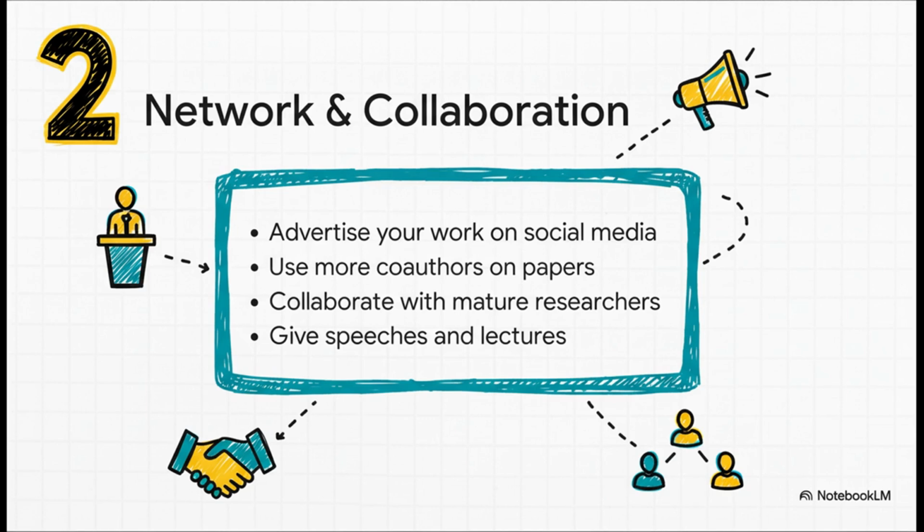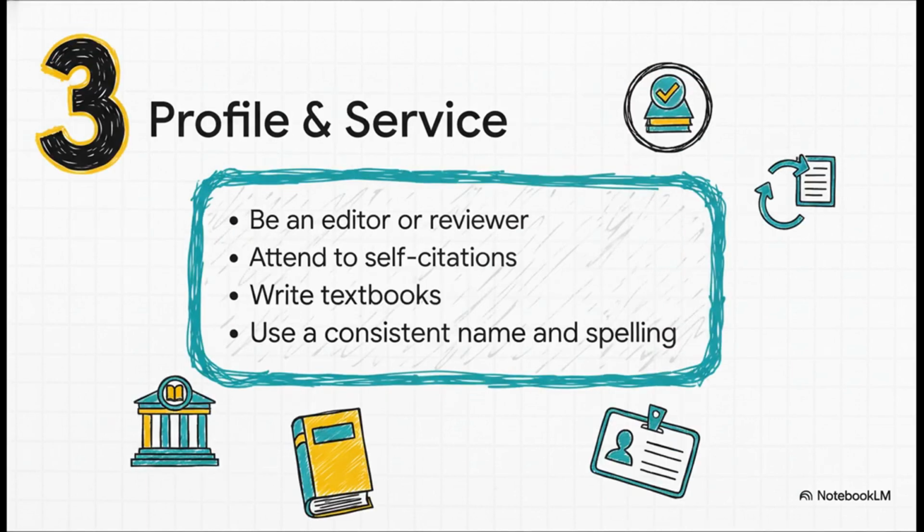Now for part 2, your network. Look, don't just publish your paper and hope for the best. You got to actively promote it on platforms like LinkedIn or ResearchGate. Another great strategy is working with more co-authors. This expands the network of people who are actually invested in seeing that paper succeed. Collaborating with senior researchers can lend both credibility and a ton of visibility to your work. And of course, getting out there and giving talks gets your ideas directly in front of your peers and starts a real conversation.